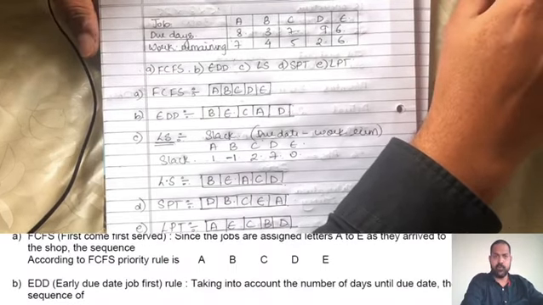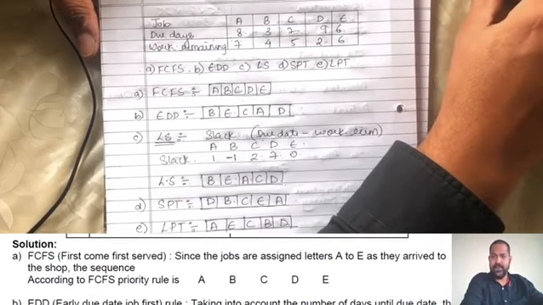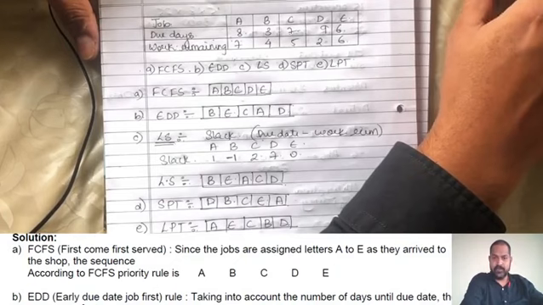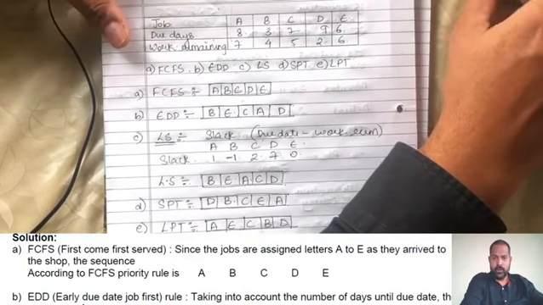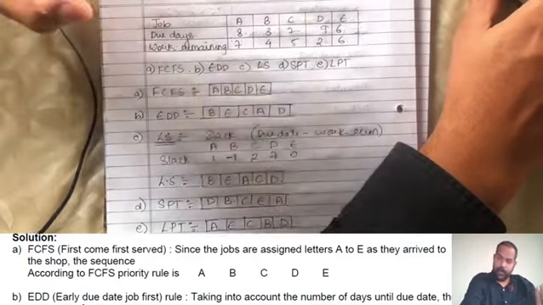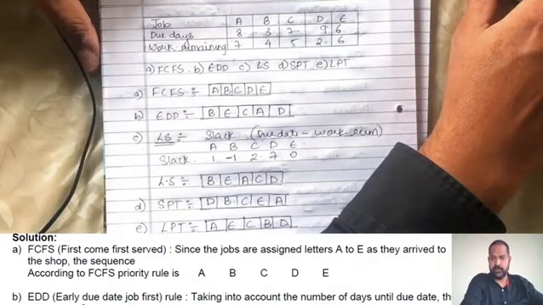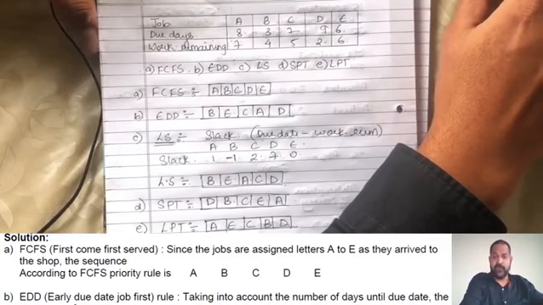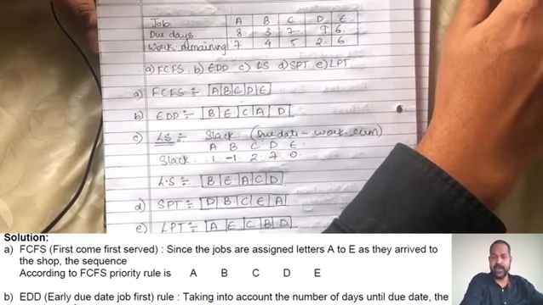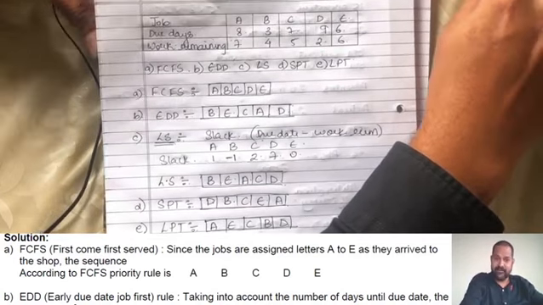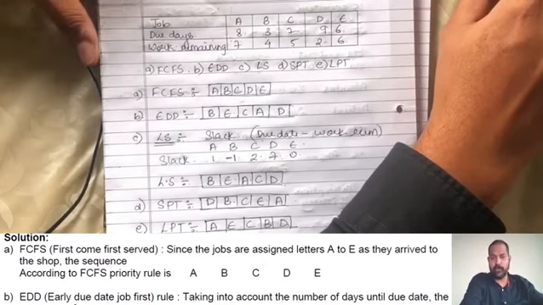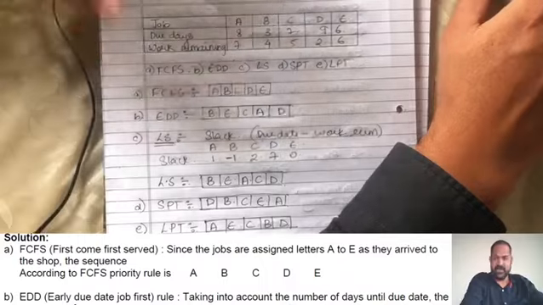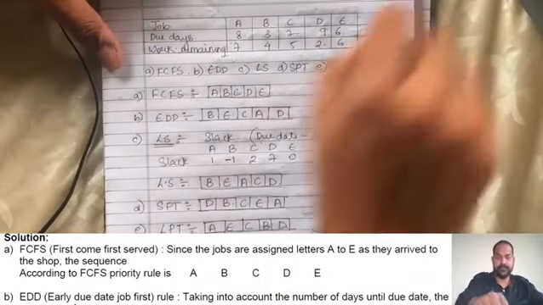So let's come to one thing at a time. Again, please write down whatever they have written so that it becomes easier for you to write it in the exam. Make a proper running solution of everything. Let's come to the first one, FCFS, first come, first served. Since the jobs are assigned letters A to E as they have arrived to the shop, the sequence according to the FCFS priority rule is A, B, C, D, E.